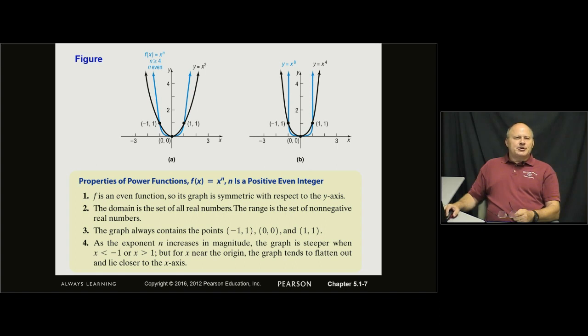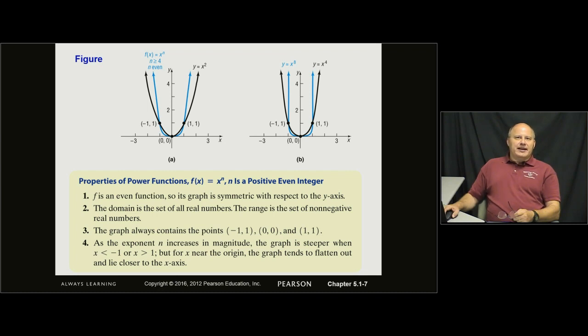So anyway, it says f is an even function, so the graph is symmetrical to the y-axis, as you can see. The domain is the set of all real numbers, just like all polynomials. The range is the set of non-negative real numbers because it starts at 0 and goes up. That's what power functions do. The graph always contains the points (-1, 1), (0, 0), (1, 1). If you notice all those four graphs on there, they all have those characteristics.